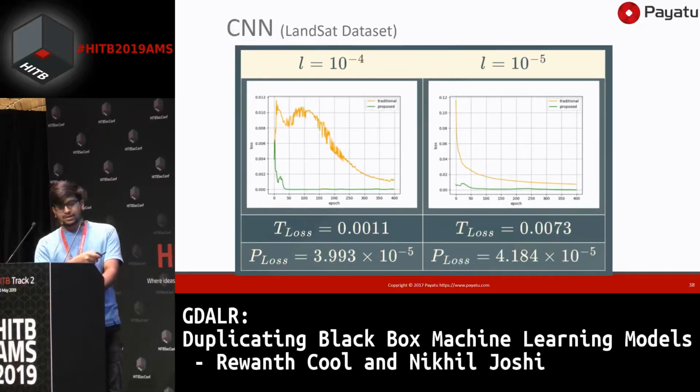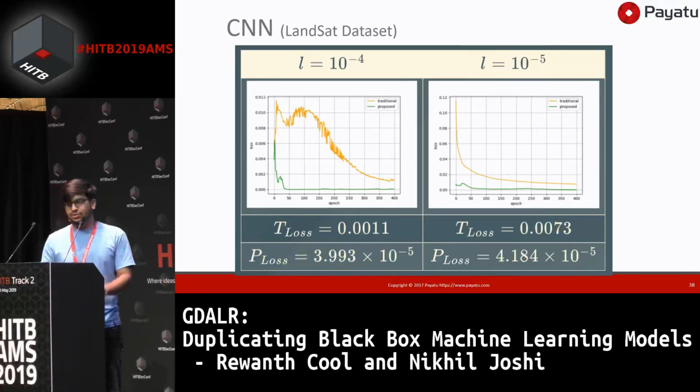Then we have trained convolutional neural networks on the Landsat dataset. This Landsat dataset had different images of Earth taken by satellites, and we have to classify the images to the type of terrain that each belongs to. So let's say there is tundra terrain, it has some green pixel values, and if we are looking at some desert, the image will be different. We have to take in those images and classify them into different types of terrain.